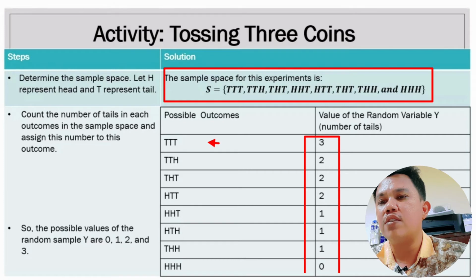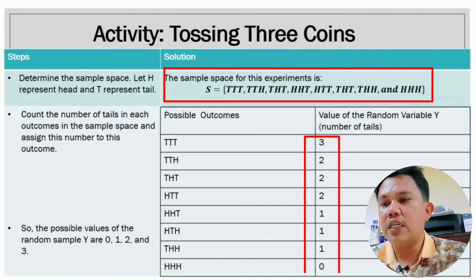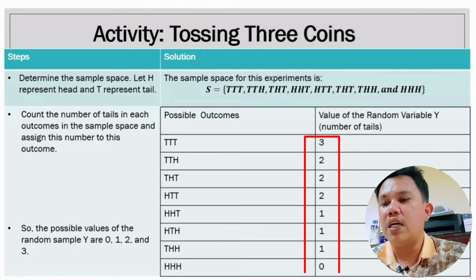So ang values natin is 3. So we have 2 tails, 1 head. The value of the random variable here is 2. So we have THT, we have 2 tails. We have HTT, we have 2 tails again. Then we have HHT, we have 1 tail. We have HTH, we have 1 tail again. THH, we have 1 tail, and we have HHH, we have no tails.